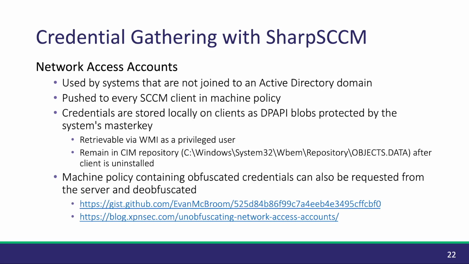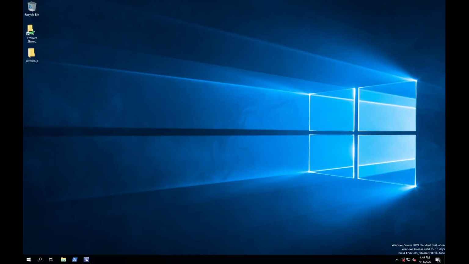The machine policy containing the obfuscated credentials can also be requested from the server and deobfuscated before the client protects it with DPAPI. Our coworker Evan McBroom POC'd this in C, and Adam Chester recently POC'd this in Python and C with a great walkthrough published to his blog. Now we'll get started with the demo about network access accounts.